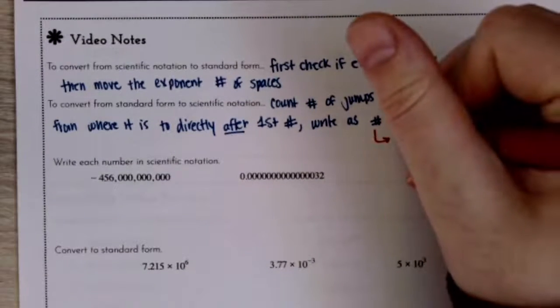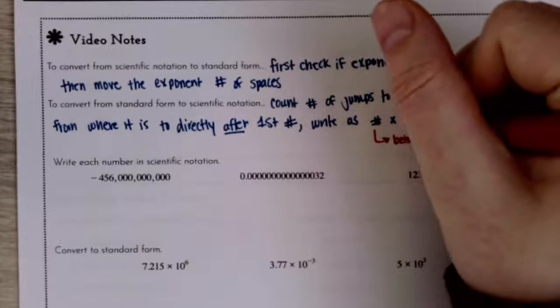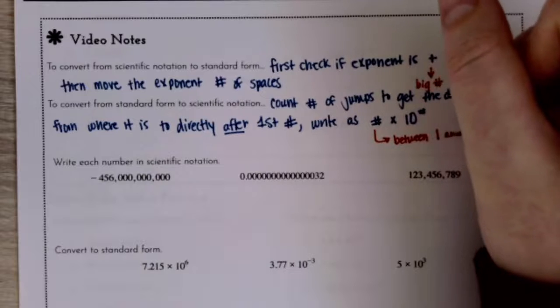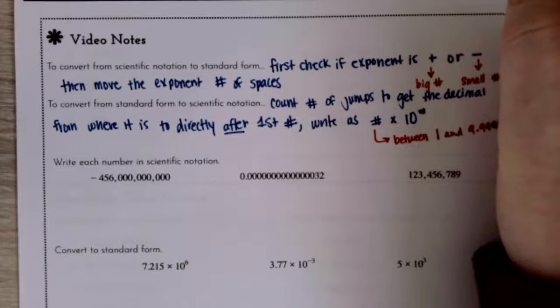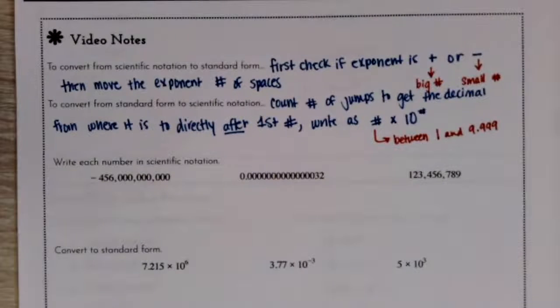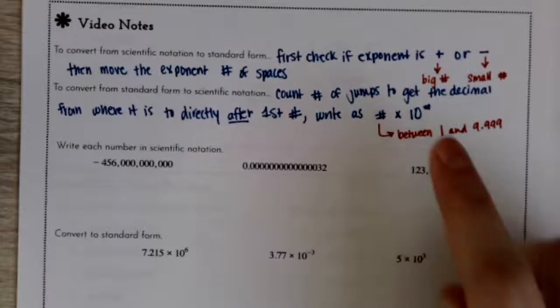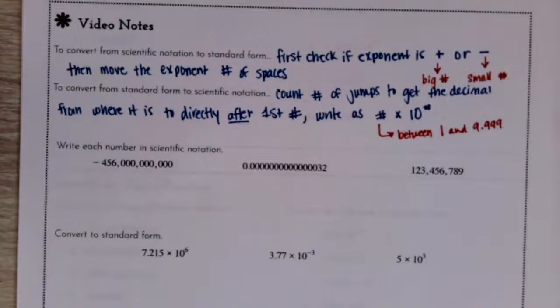And this number needs to be between 1 and like 9.999. This number has to be a very specific number for scientific notation. It has to be between 1 and 9.9 repeating. You can't hit 10, and you cannot go lower than 1. If you need to pause it to make sure you have that, please do so, but I do want to go through some examples.